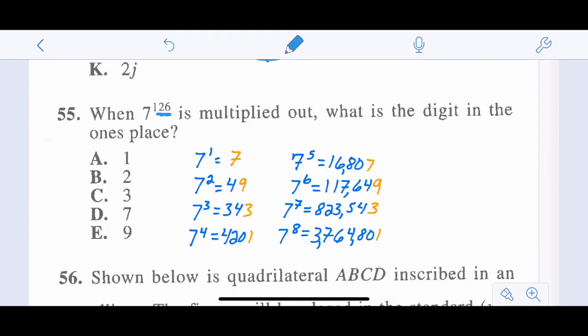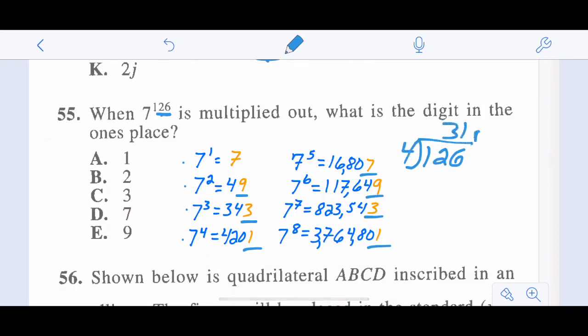So we see 7 to the 1 is 7, and then 7 to the 2 is 49, 7 to the 3 is 343. So you're looking at the last digit, the ones place, and you see the pattern repeats every 4 times. So 1, 2, 3, 4. So all we've got to do is say 126 divided by 4, and that's 31 with a remainder of 2. So 1, 2. So the digit will be 9, or choice E.